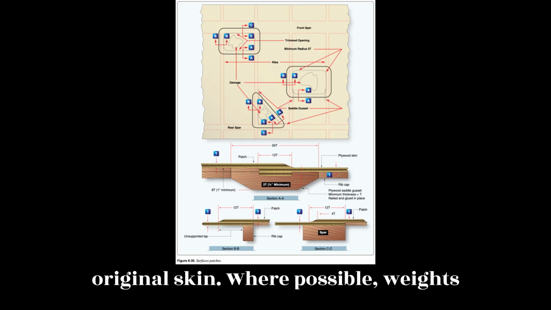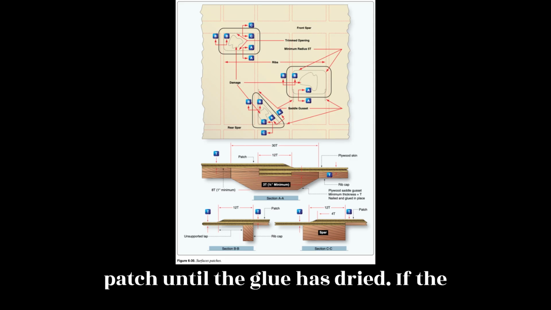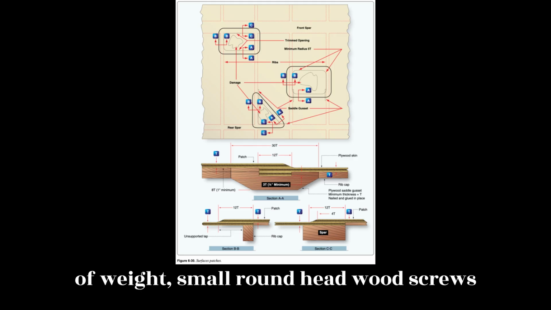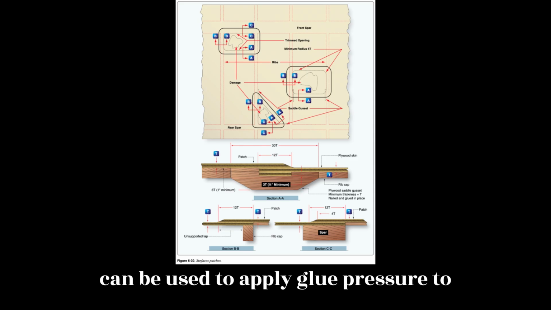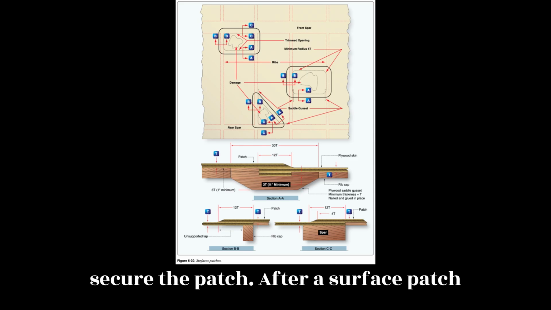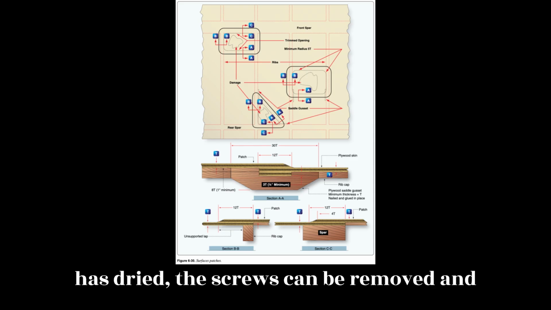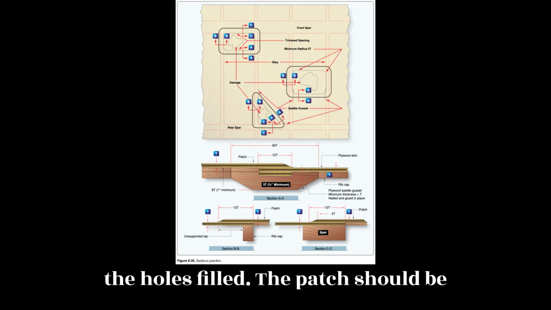Where possible, weights are used to apply pressure to a surface patch until the glue has dried. If the location of the patch precludes the use of weight, small round head wood screws can be used to apply glue pressure to secure the patch. After a surface patch has dried, the screws can be removed and the holes filled.